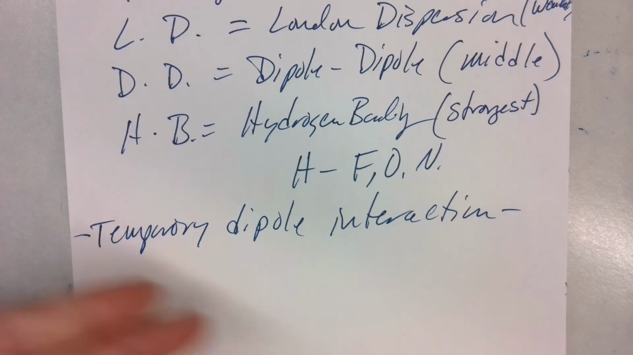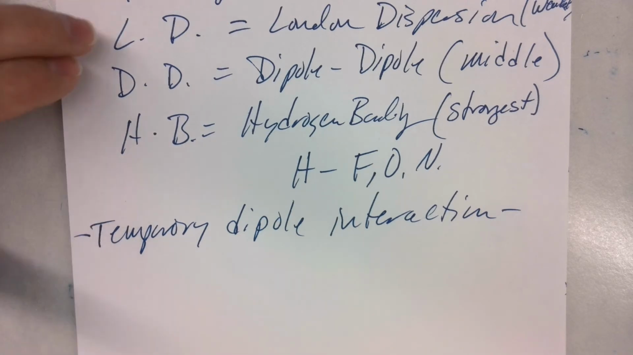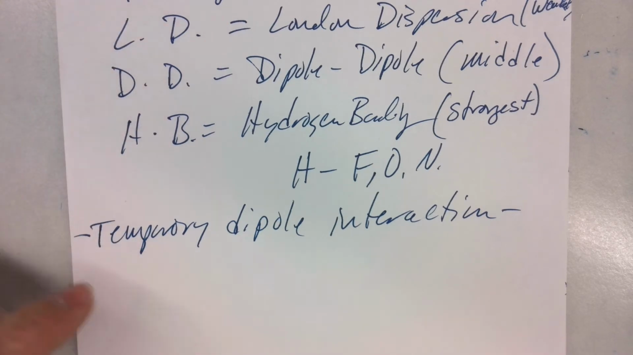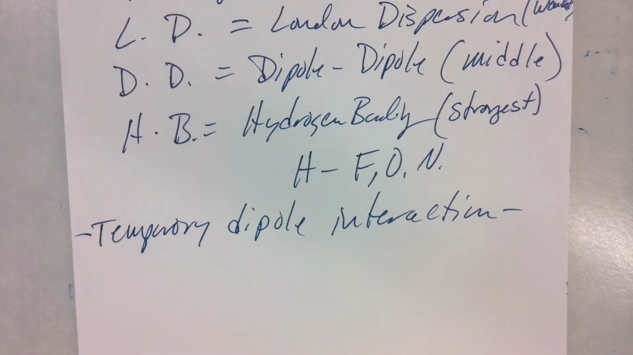But this creates what's called a temporary dipole. Sometimes we refer to it as an instantaneous dipole, which basically creates a charge, it allows them to line up, and then it allows them to freeze. These are a lot like dipoles, but because they're temporary, they just don't last very long. So just something to be aware of. But these are the 3 you need to know.